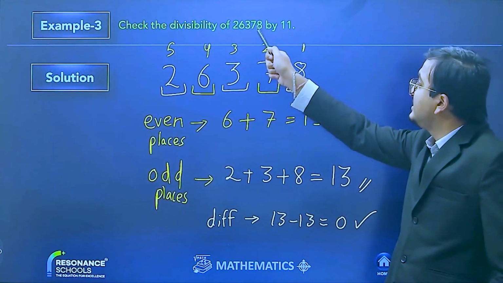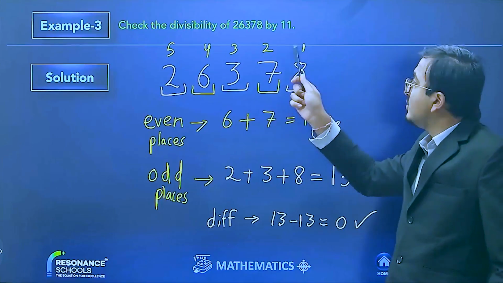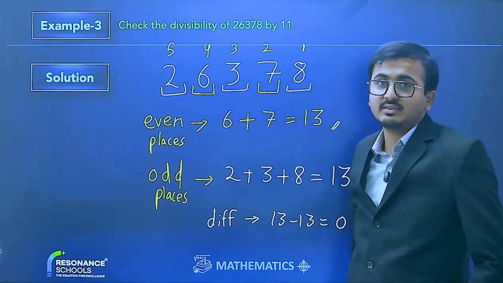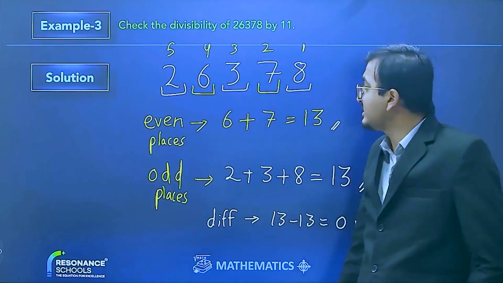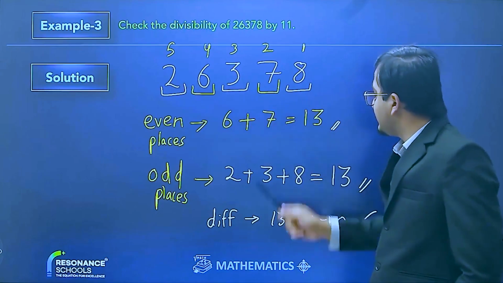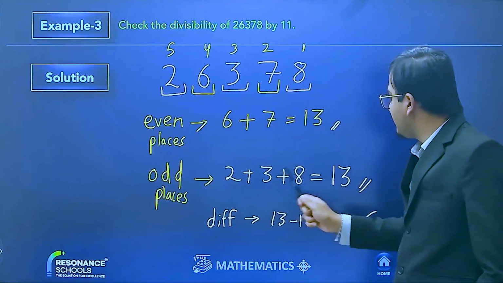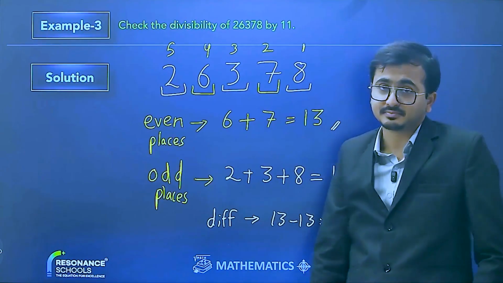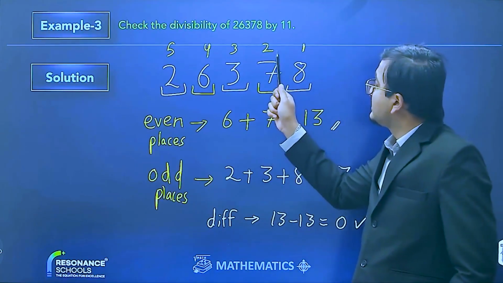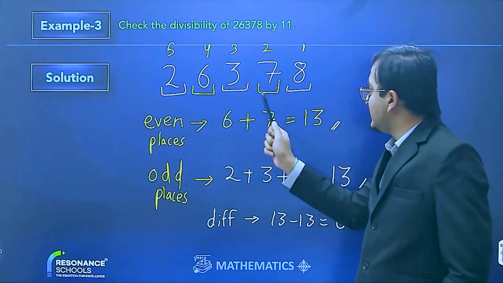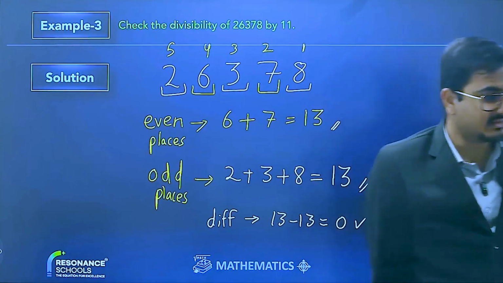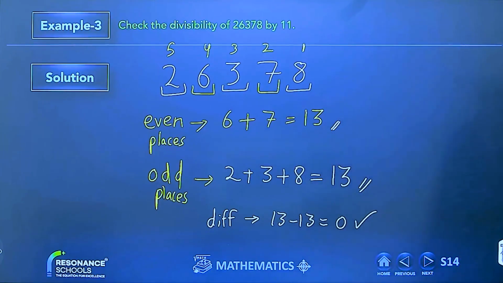2, 6, 3, 7, 8. So what are the odd places? First, third and fifth are the odd places. Let's add them: 2, 3 and 8. 2 plus 3 plus 8. 5 plus 8 is 13. And the second and fourth are even places. So 7 plus 6 is 13. Subtract this. 13 minus 13 is 0. Clear?